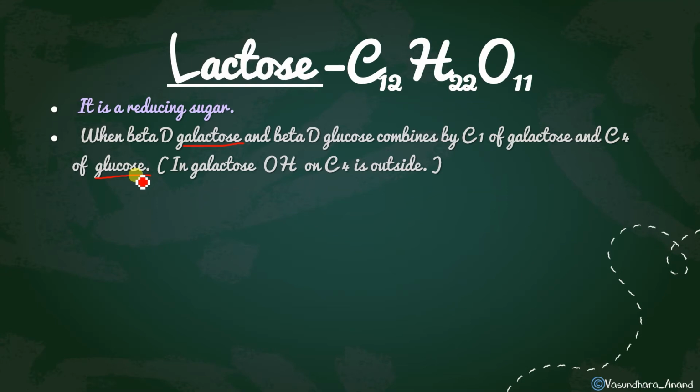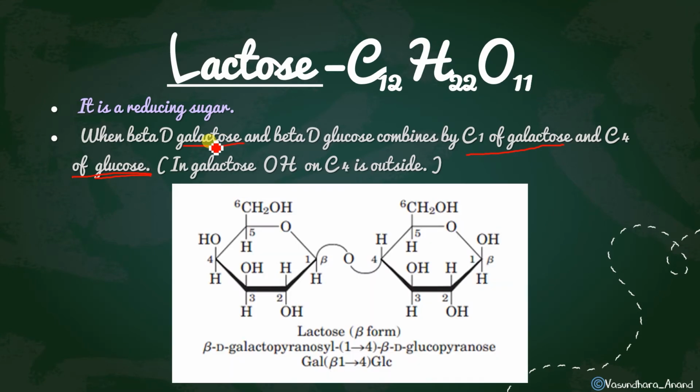Got it? Okay, so when beta D galactose and beta D glucose combine by C1 of galactose and C4 of glucose, then it forms lactose. And here I have written what the difference is on this galactose. In galactose, the OH on C4 is outside. Okay, so got it? This is galactose and glucose, galactose C1 and glucose C4.